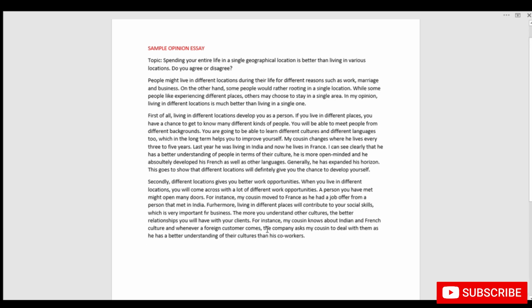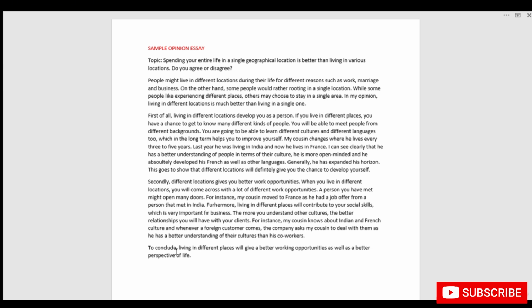After giving one specific example, I'm going to move on to my conclusion part. So I say, to conclude, living in different places will give you better working opportunities, as well as a better perspective of life. Now, as you can see in my conclusion part, I am just paraphrasing what I mentioned above. And in this part, I can say 1 or 2 sentences about the other side of the story, which is living in a single location.